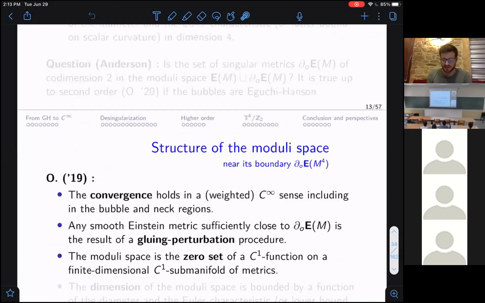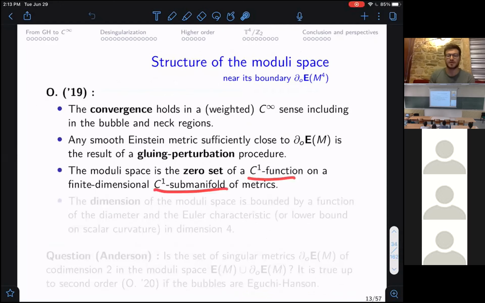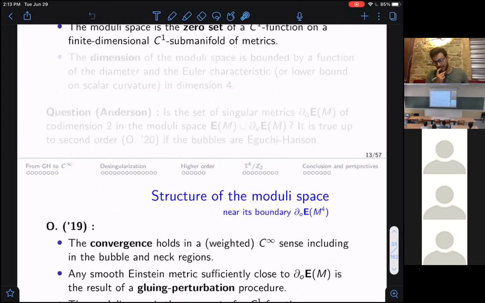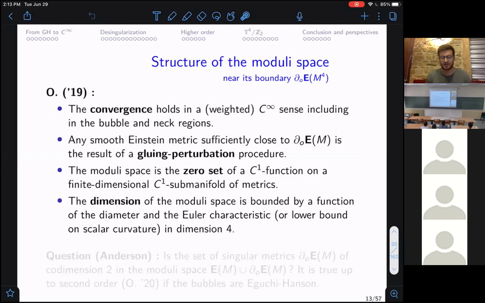It's the zero set of a C1 function on a C1 submanifold of metrics. And this C1 submanifold has its dimension only bounded by a function of the diameter and the Euler characteristic. And maybe you can replace the Euler characteristic by a lower bound on the scalar curvature in dimension 4. And that extends, in some sense, the result of Gallo, which also required some bounds on the sectional curvatures.